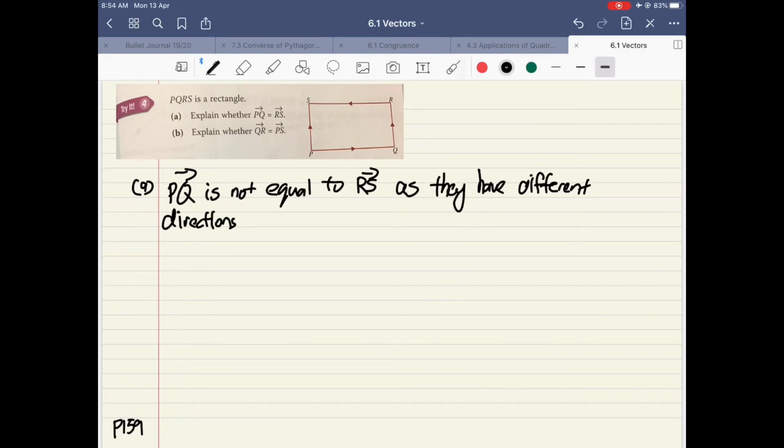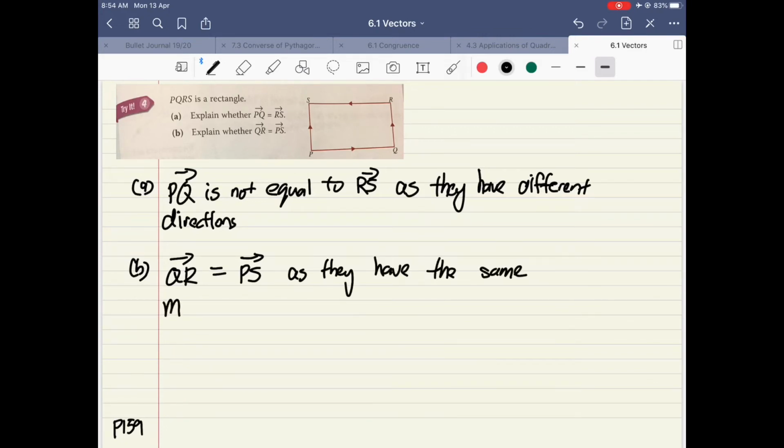Okay, now we have to determine whether the vector QR is equals to vector PS. Same thing, you notice both of them have the same magnitude, but in this case, different from part A, they also have the same direction. So two vectors are equal if they have the same magnitude and the same direction. In this case, I will say that the vector QR is indeed equals to the vector PS, as they have the same magnitude and direction.